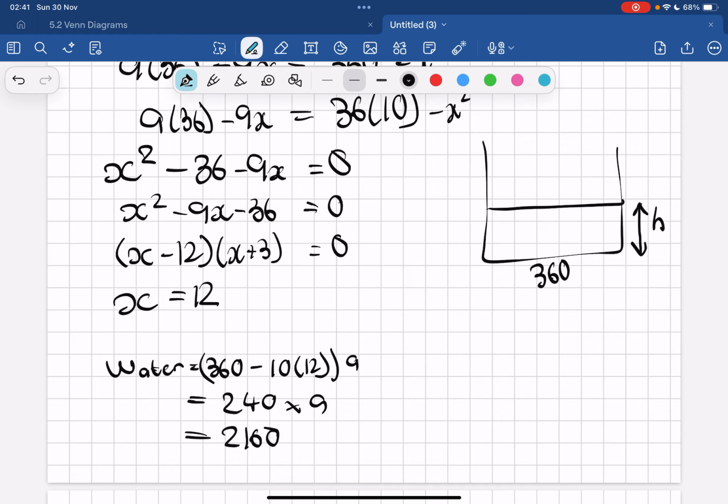We can form an equation using the base, the height and the volume. So base times height equals volume.